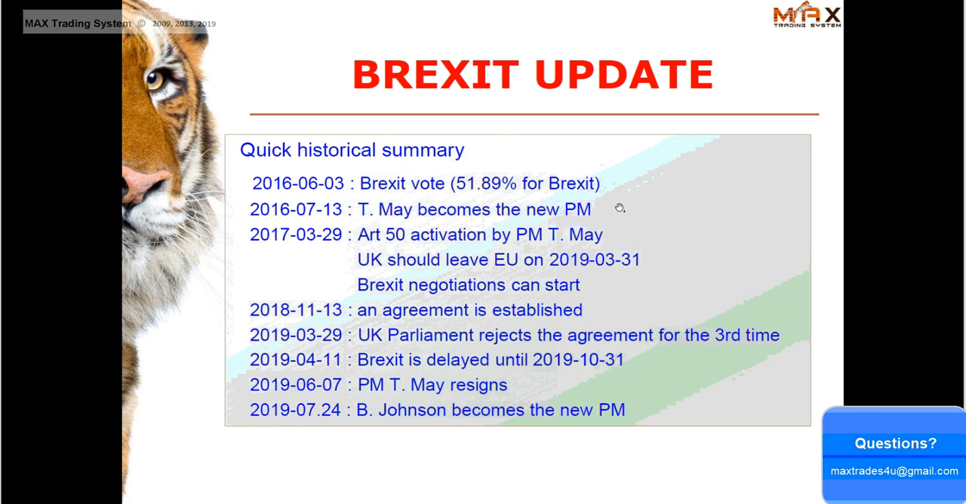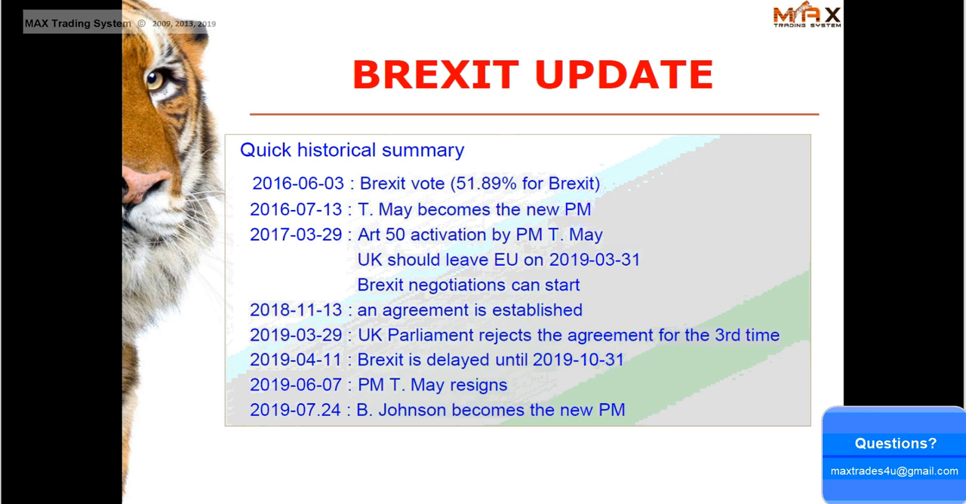And so she was in charge of implementing the Brexit, and she took her time, several months. It was not until March 29, 2017, that she activated Article 50, officially announcing UK would leave the European Union. And so the first date for the Brexit was fixed to March 31st of 2019, so this year. And officially starting at that moment, the negotiation for the Brexit started.